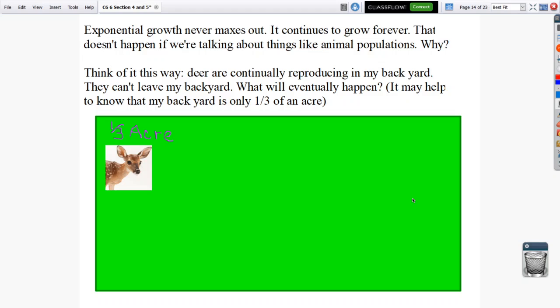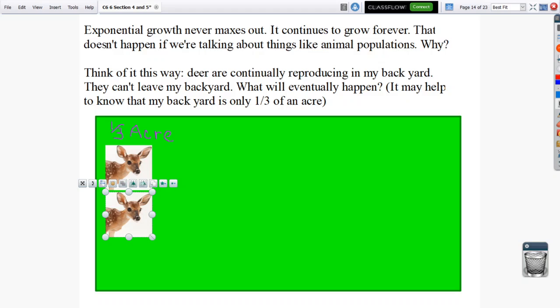So here's a tangible way to think about it. If I have deer continually reproducing in my backyard and they are locked in my backyard, they can't leave my backyard, what will eventually happen? So I have 1/3 of an acre. This green box is my backyard, all right? So actually I'm not going to start with one deer because, if you have one deer, you're going to have one deer forever, right?